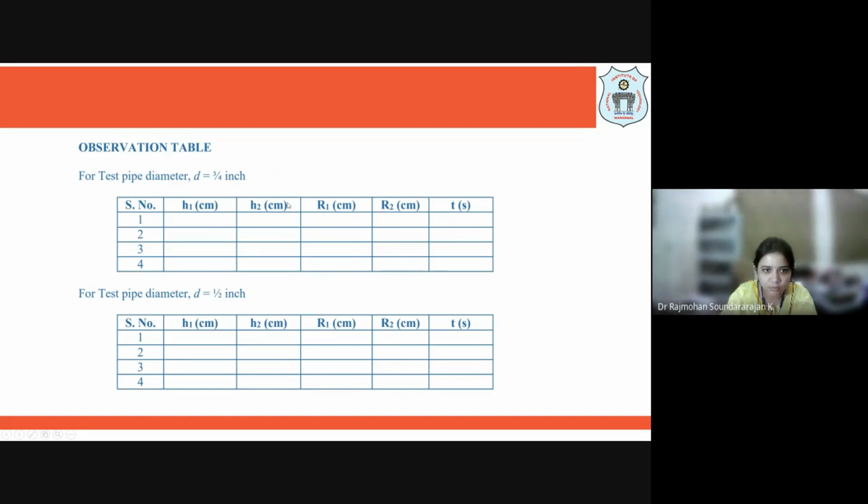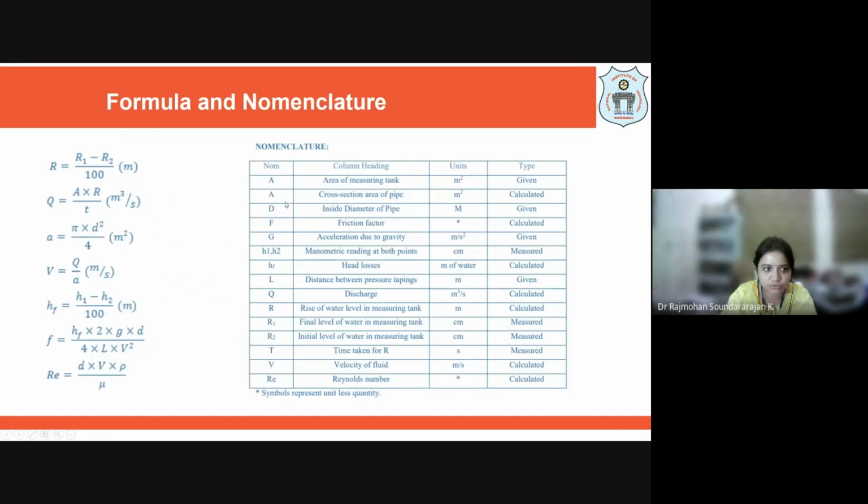Let us see what formulas we're going to use to finally calculate those values. On the left hand side, we need to calculate R, which is the rise of the water level in the measuring tank. That will be in meter, so that will be R1 minus R2 by 100. Remember, we are using this 100 term because the reported values will be in centimeter. So we need to report these values ultimately in SI unit.